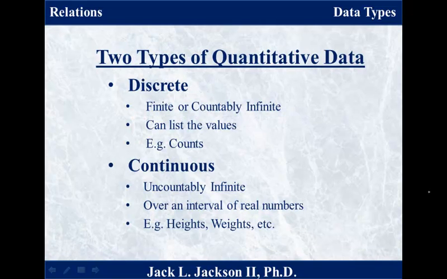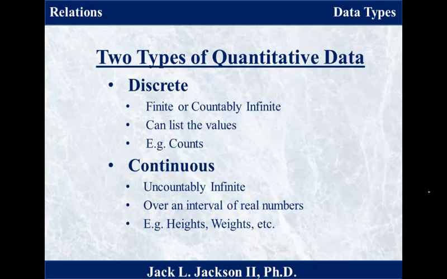If you have quantitative data, we have basically two types that we can split that into. One is discrete and one is continuous. So discrete data is finite or countably infinite. We can list out the values like counts. So there are either just so many possibilities and it stops. So you could, if you wanted to, count the possibilities. 1, 2, 3, 4, 5. That's it. Boom.